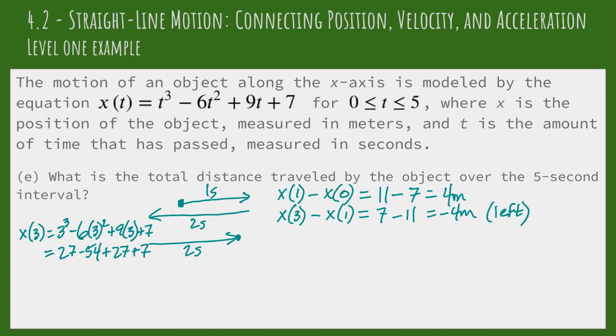But when we're talking about distance traveled, we're going to add on that 4 meters. So during the first 3 seconds, it moves to the right 4, and then it moves to the left 4, but it moved a total of 8 meters, even though it ended up back where it started. Okay, and then x of 5 minus x of 3. Remember, x of 5 we said is 27. X of 3 is 7, so it moves to the right 20 meters.